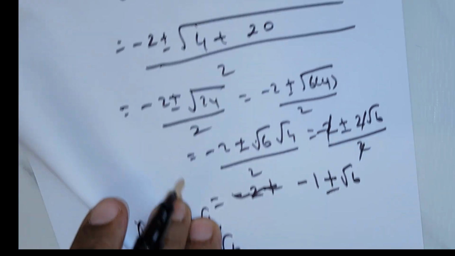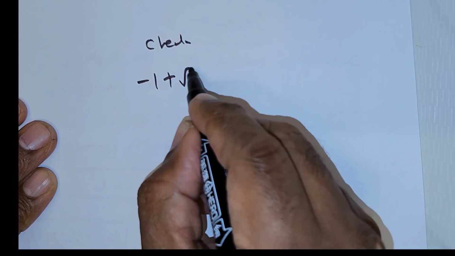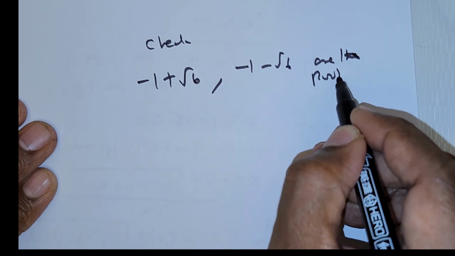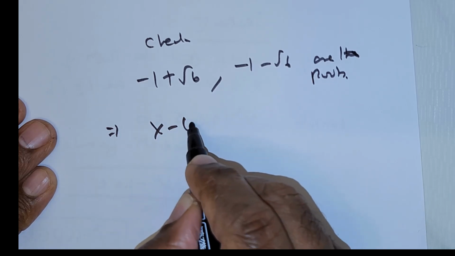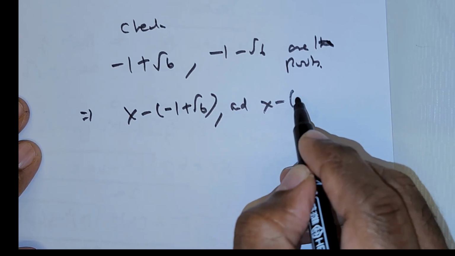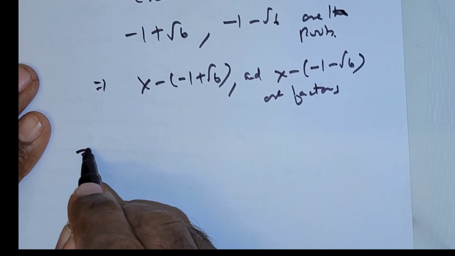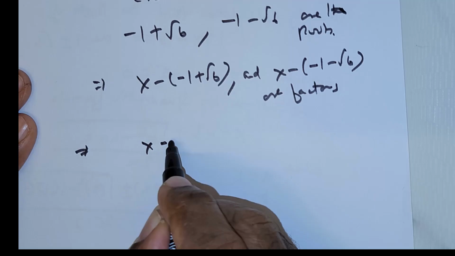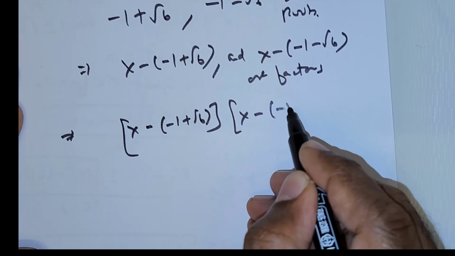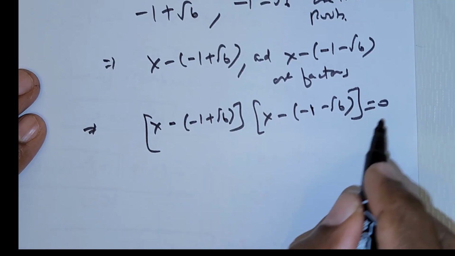Now I'm going to show you the check. -1 + root 6 and -1 - root 6 are the roots, right? So this means x - (-1 + root 6) and x - (-1 - root 6) are factors. So this means x - (-1 + root 6) multiplied with x - (-1 - root 6). When you multiply them, they are equated to 0.